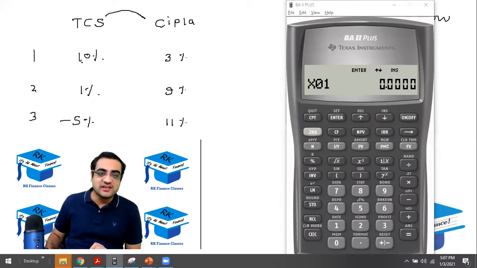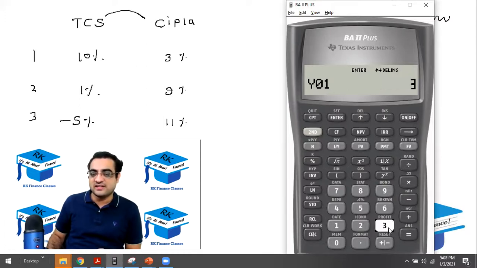After that, the first is 10 and 3, 10% and 3%. So press 10, enter, downward key, for Y, Cipla is Y, 3, enter. Scroll down. Second value is 1 and 9. So for X, 1, and for Y, 9.